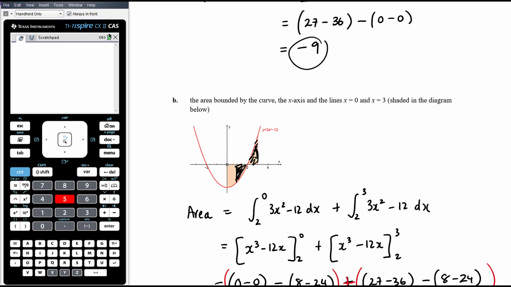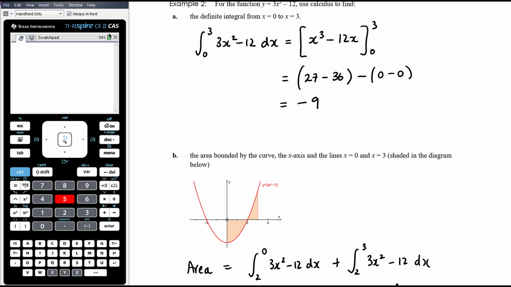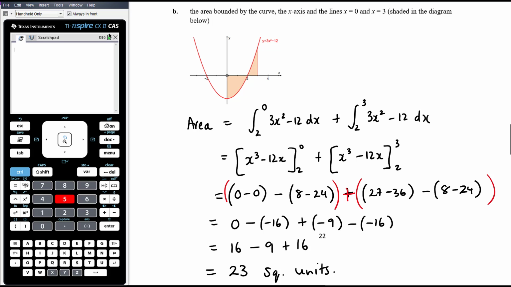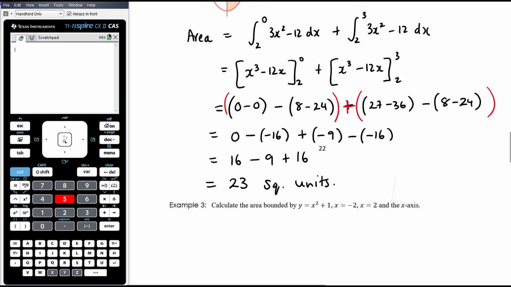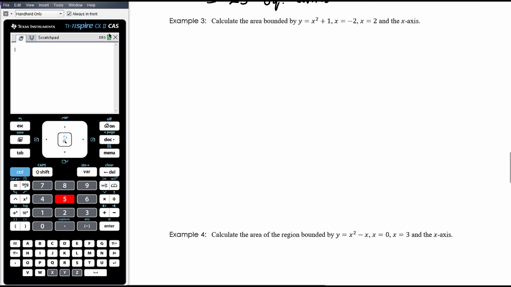So it's not actually connected to the area at all, and therefore it's not just about calculating the integral from 0 to 3 and then making it positive. You have to think about the region that you're looking at. In this case we have to divide it into two separate integrals because it crosses over the x-axis. Okay, let's do a couple more examples.